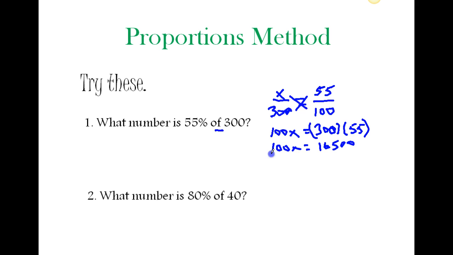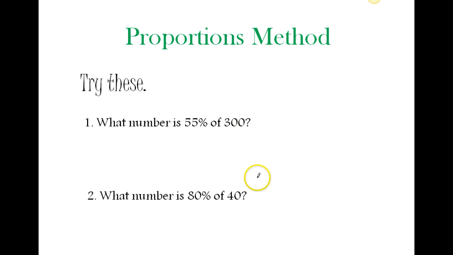I'm going to divide by 100 on both sides, inverse operations. That cancels. 16,500 divided by 100 is 165. And then that's my answer. X equals 165.